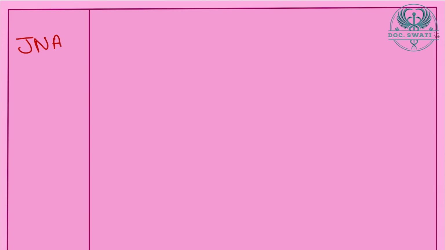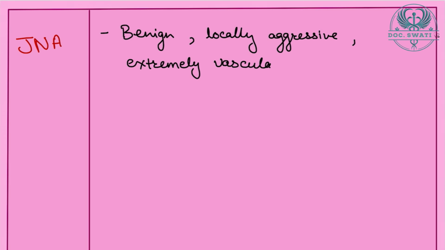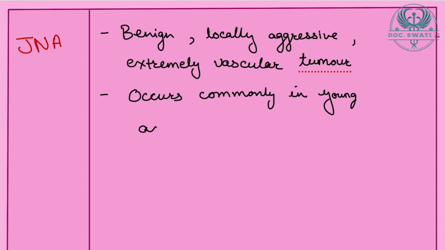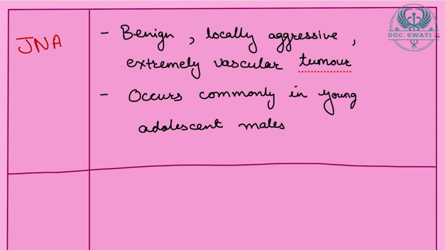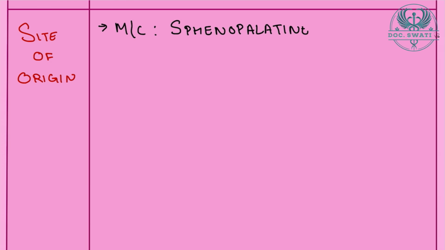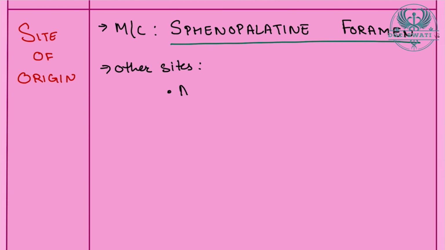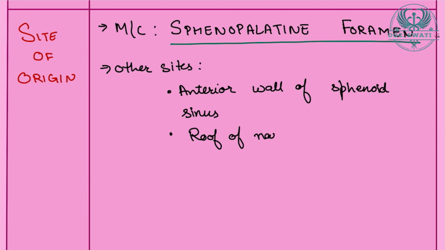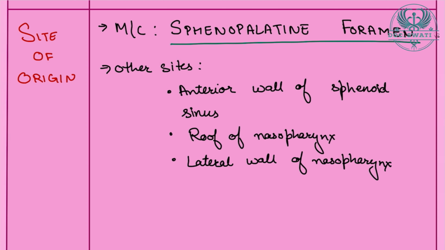Juvenile Nasopharyngeal Angiofibroma is a benign, locally aggressive and extremely vascular tumor. It occurs commonly in young adolescent males. Let's move ahead and talk about the site of origin. The most common site is the sphenopalatine foramen. The other sites include the anterior wall of the sphenoid sinus, roof of the nasopharynx, and lateral wall of the nasopharynx.